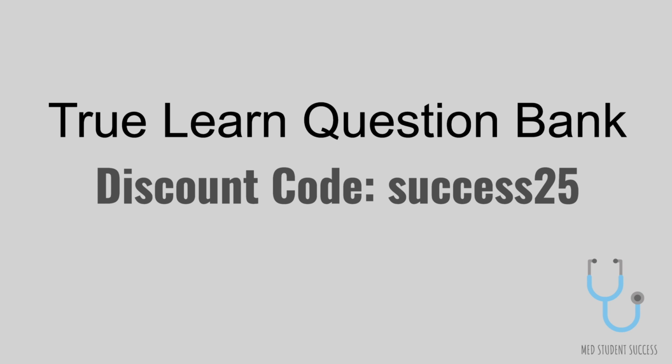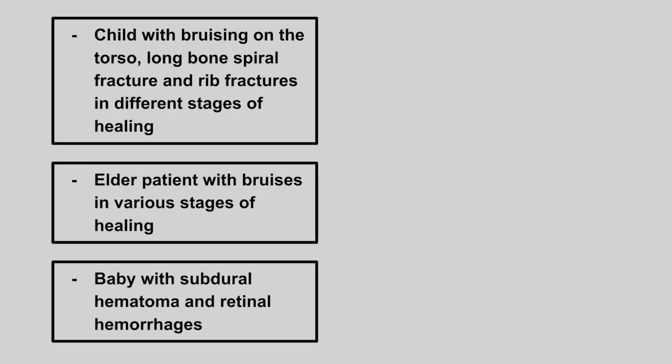Let's get started. The first patient's going to be a child with bruising on the torso, long bone spiral fracture, and rib fractures in different stages of healing. This is going to be child abuse.